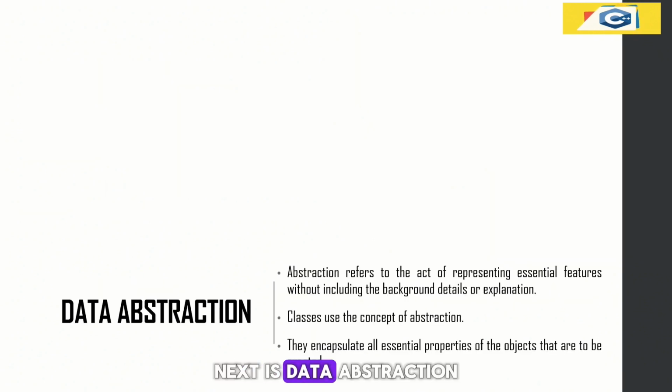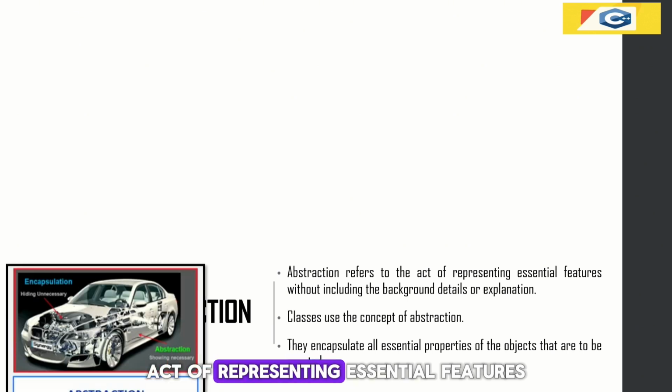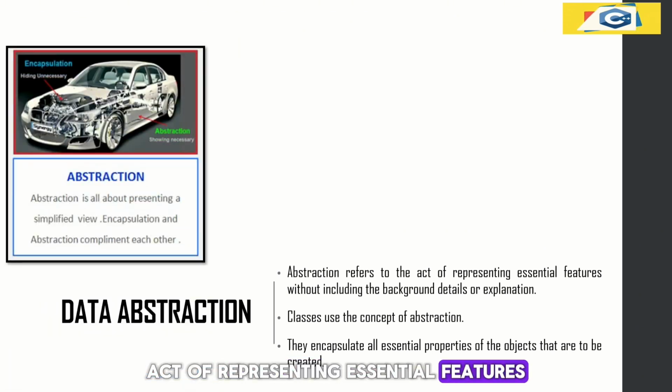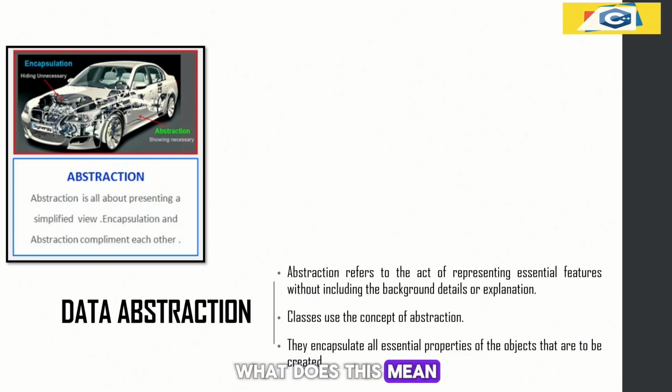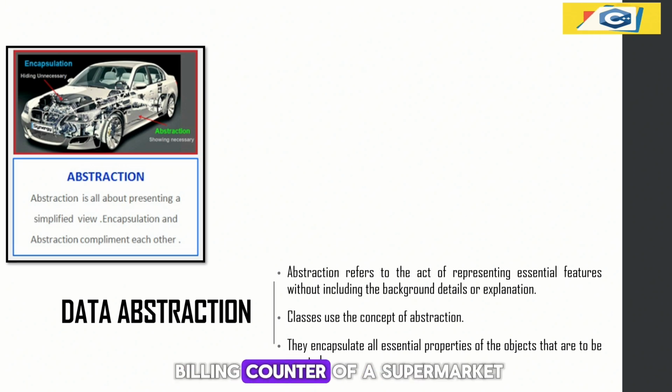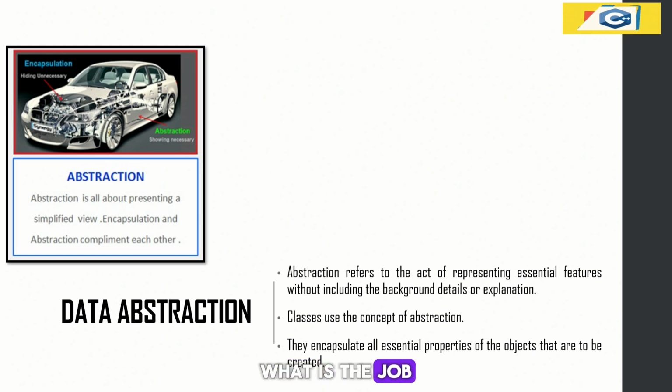Next is data abstraction. Data abstraction refers to the act of representing essential features without including the background details. What does this mean? Take an example. I am standing at the billing counter of a supermarket. What is the job of that billing counter person? He will simply just scan the product, get the bill done, and collect the cash.